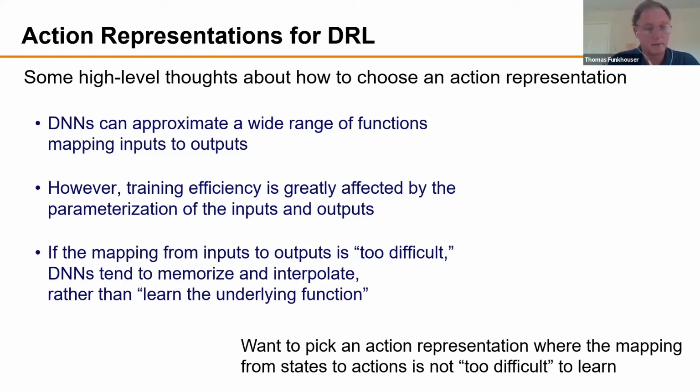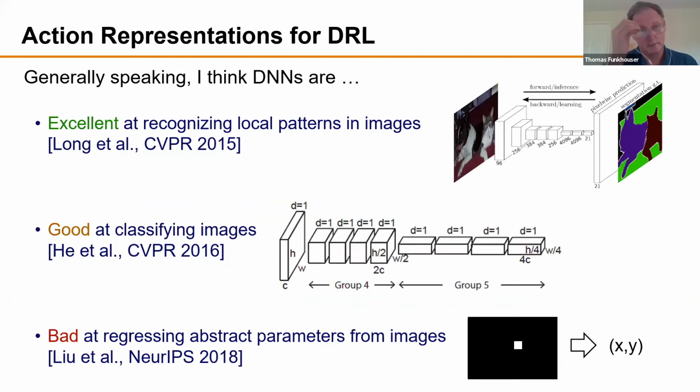They get stuck in a local minimum that is easy to find, just memorize and interpolate, which is much easier than learning a really complicated function. So when picking an action representation, we want to be aware of what the capabilities of a deep neural network are and pick inputs and outputs that aren't too difficult to learn. So generally speaking, in my experience, deep neural networks are amazing at recognizing local patterns in images, learning filters basically that light up pixels that have particular characteristics.